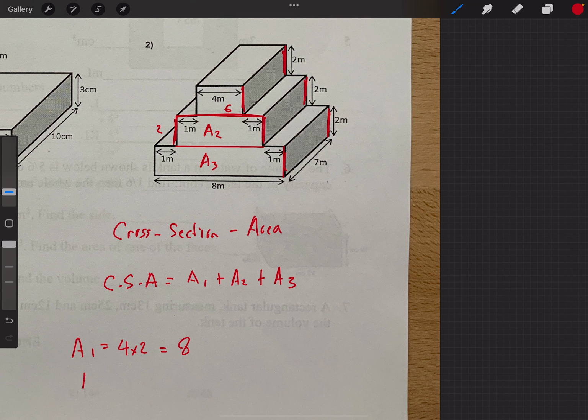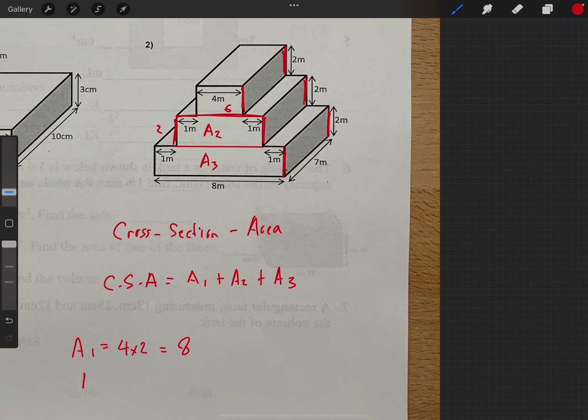6 times 7 is 42. 7 times 3 is 21. 21 plus 4 is 25. So that's equal to 252 centimeters cubed. This is your volume. Oh, sorry, not centimeters. I think it's meters, because all of these are in meters, so it should be meters cubed. Okay, there you go. Next page.